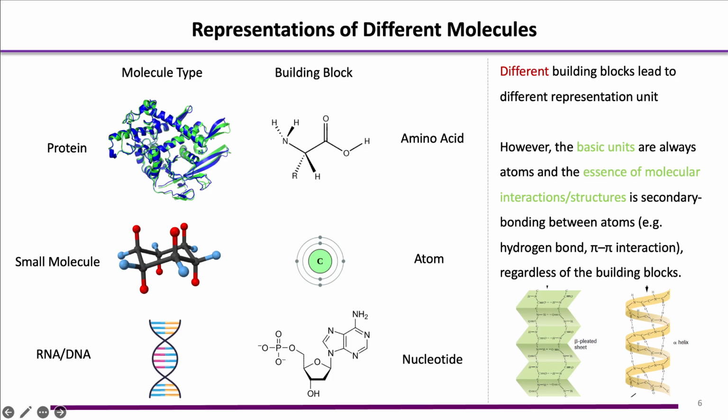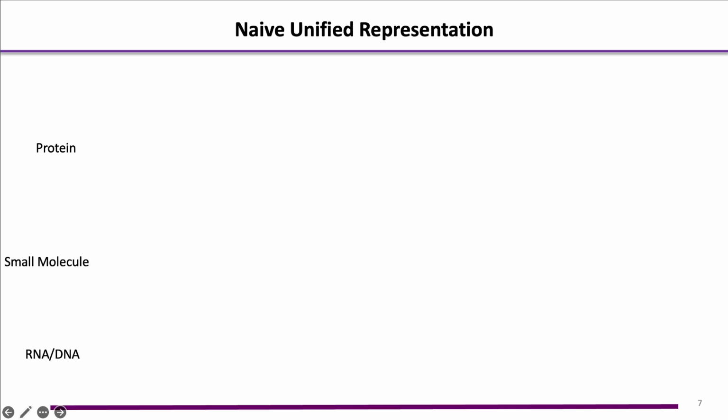Here are the most frequently seen molecules in biology. Each type of molecule uses different building blocks. For example, proteins are built on amino acids, small molecules are built on atoms, nucleic acids are built on nucleotides. However, the basic units are always atoms, and the essence of molecular interactions is secondary bonding between atoms, for example, the hydrogen bond and the pi-pi interactions, etc., regardless of the building blocks. So here comes the question. Can we unify their representations for deep learning to utilize all data from all domains?